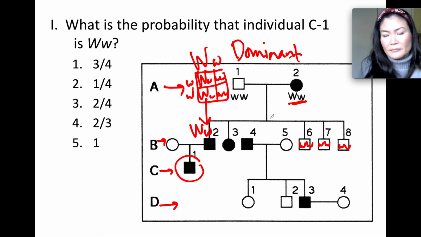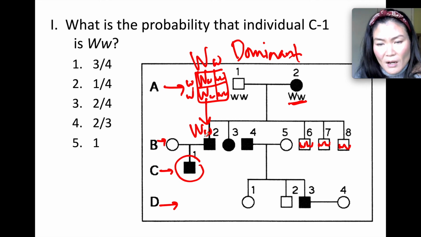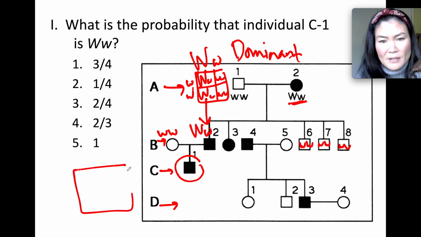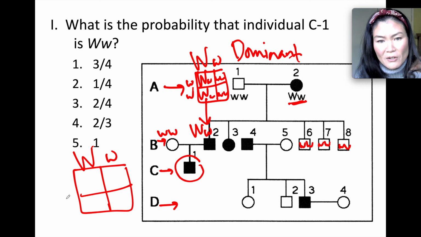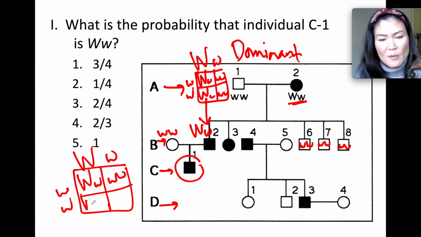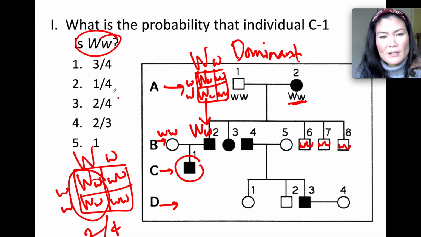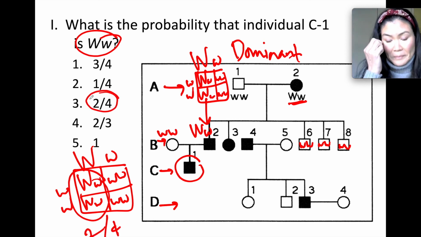Okay? So this is the parent here, and then the wife or the female here does not have it, so she's got to be little w, little w. So if you do a Punnett square of generation B here, the question is, what is the probability of C1, this guy, being big W, little w, right over here? 2 out of 4, right? So the answer is 2 out of 4, okay?